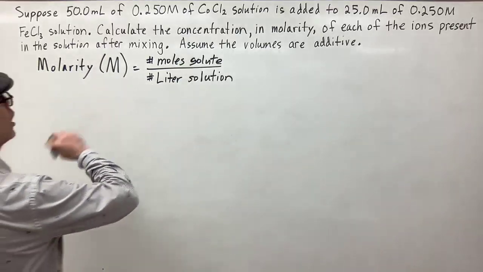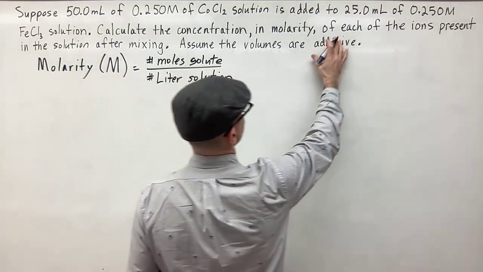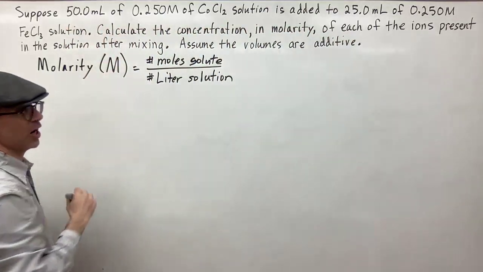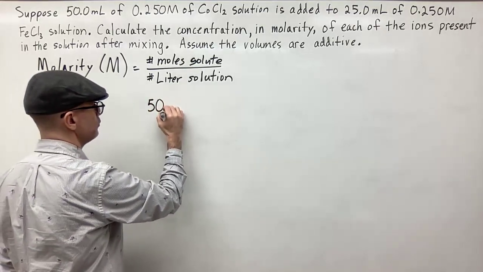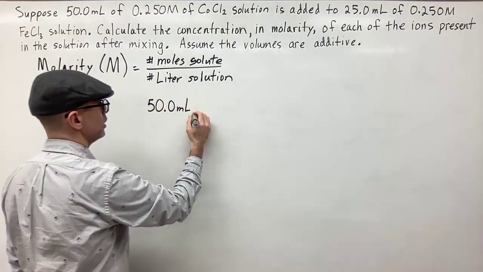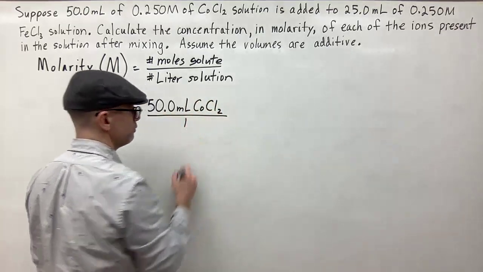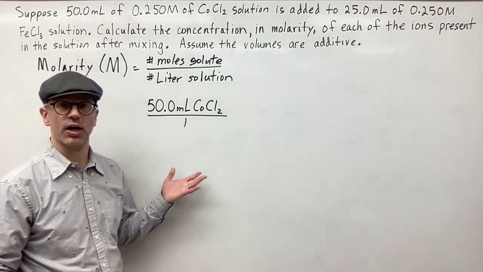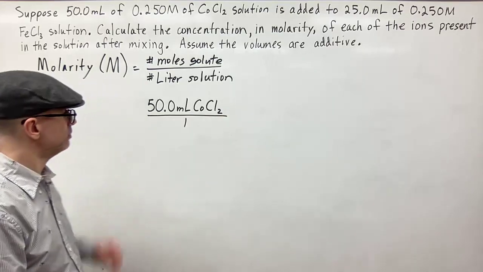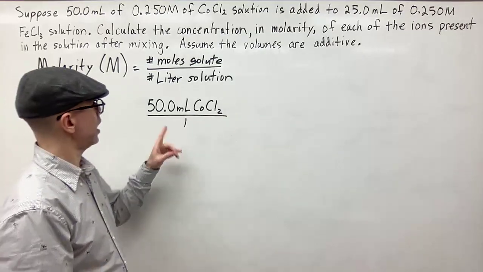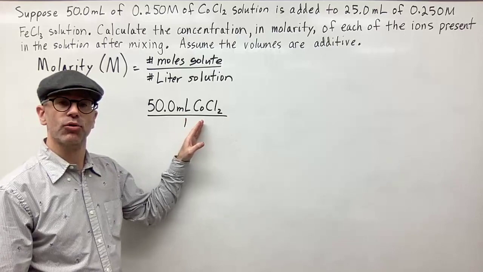So let's start with our cobalt-2 chloride. They're giving us 50.0 milliliters of this solution. So we're going to have 50.0 milliliters of the cobalt-2 chloride, and we're going to use conversion factors to convert to moles of the cobalt ion and moles of the chloride ion. Okay, so let's get the moles. Let's get the moles of cobalt.